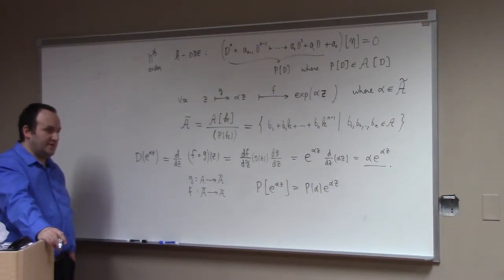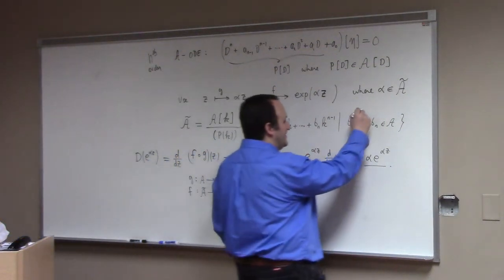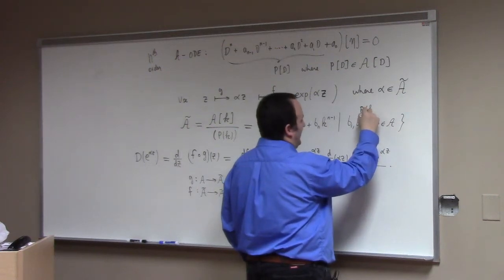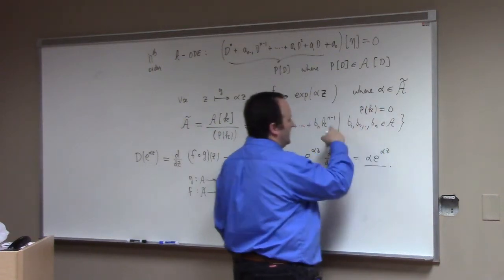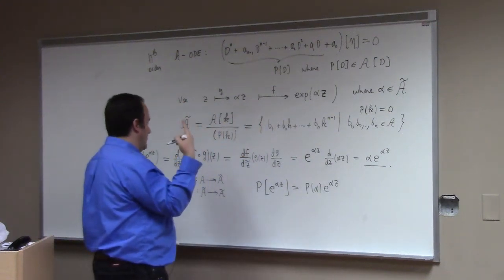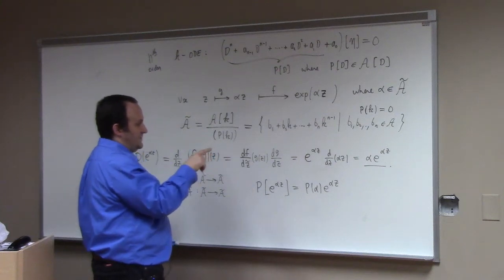That gives us P of alpha e to the alpha z, but P of alpha is what in A tilde? I mean, I buried the lead here, right? P of, well, I'm sorry, P of K equal to 0. So if I'm using K here, what should I be doing down here? It shouldn't be alpha, it should be what?